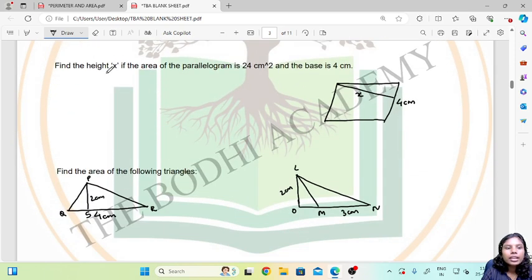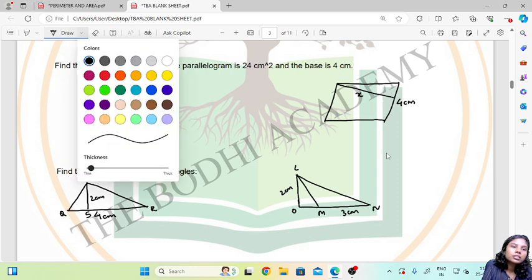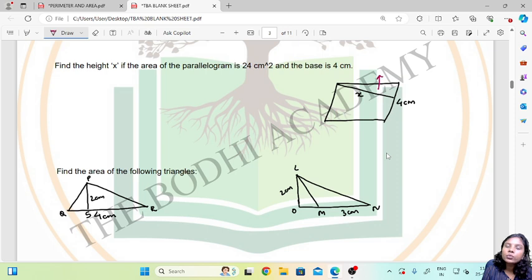Next, look at this one. Find the height x if the area of the parallelogram is 24 cm square and the base is 4 cm. Now previously what was given to us? Base and height was given. Now in this case this x is unknown. This x is the height of the parallelogram which we have to find. Previously this was given along with the base. Now this is unknown to us, so we have to find the height. And instead of the height, the area is already given to us.